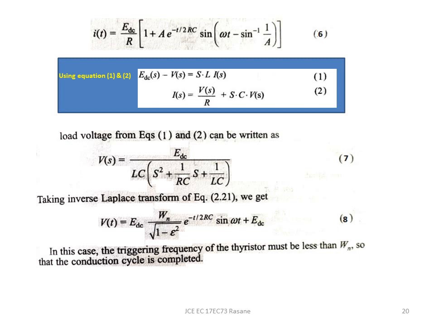After this, we take an inverse Laplace transform and we get v of t equal to Edc Wn upon root of 1 minus epsilon square, e to the power of minus t upon 2RC, sine omega t plus Edc. All the values of omega and epsilon are very similar to what we explained for I of t. So in this case, the triggering frequency of the thyristor must be less than Wn so that the conduction cycle is completed.